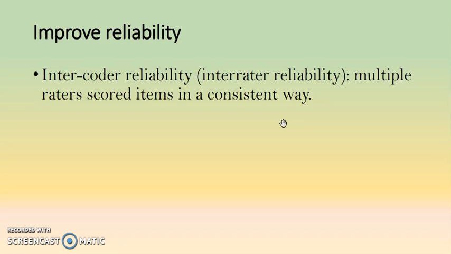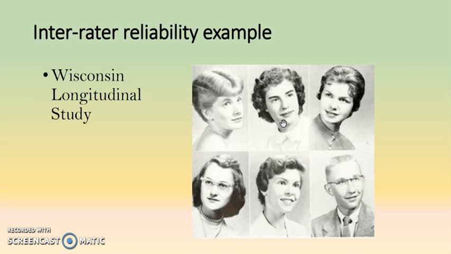Another thing you might come across is something called intercoder reliability. Sometimes we have people that rate things, and do they rate them in a consistent way? I'll give you an example, and this will make more sense. There's a study called the Wisconsin Longitudinal Study. One of the things they looked at, which I think is pretty interesting, is people who graduated from high school in 1957 in Wisconsin. They had raters look at their high school yearbook photos and rate them on attractiveness on a scale from 1 to 11.